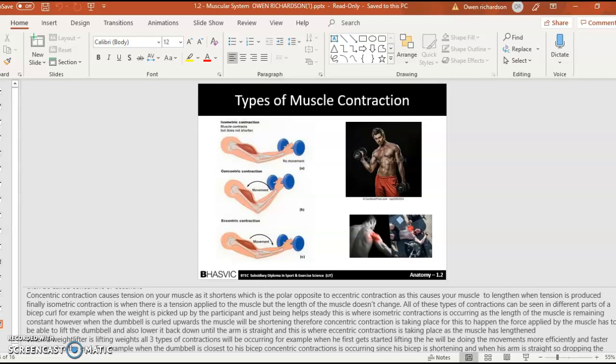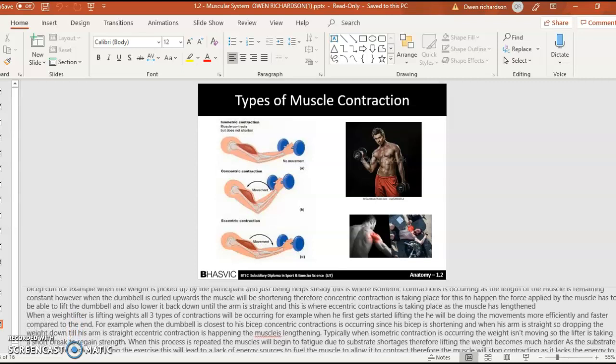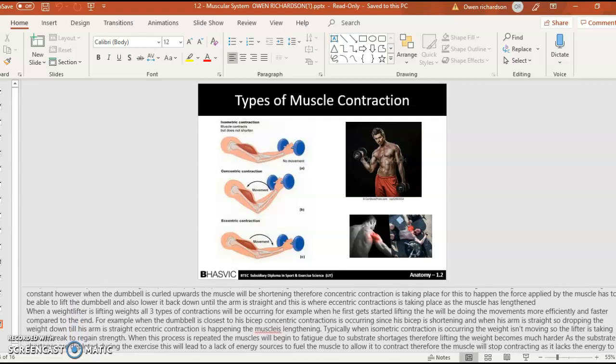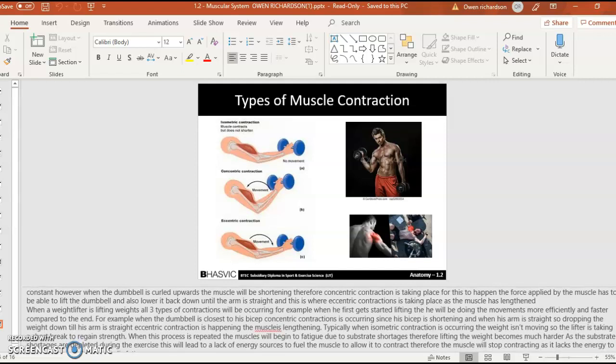For this to happen, the force applied by the muscle has to be able to lift the dumbbell and also lower it back down until the arm is straight, and this is where eccentric contraction is taking place, as the muscle is lengthening. When a weightlifter is lifting weights, all three types of contraction will be occurring.